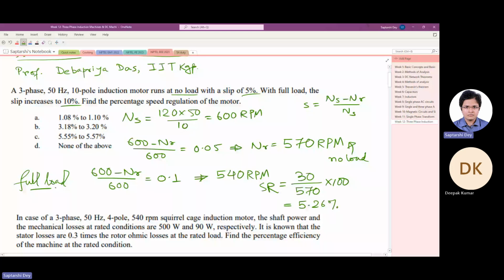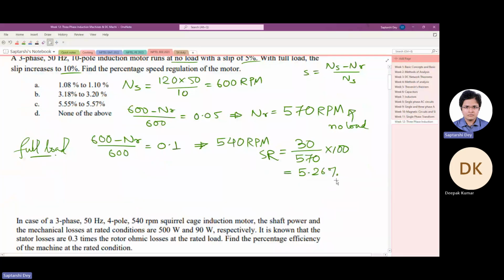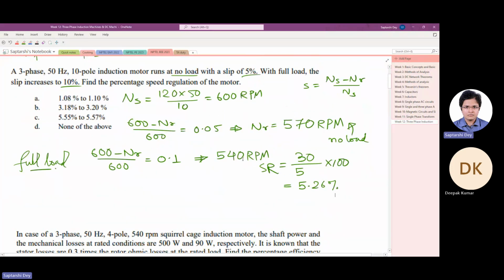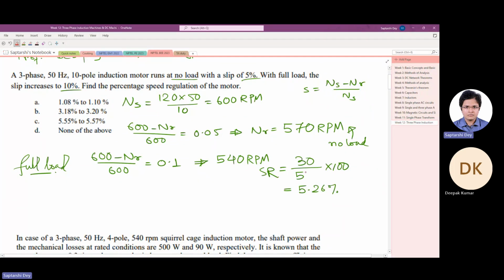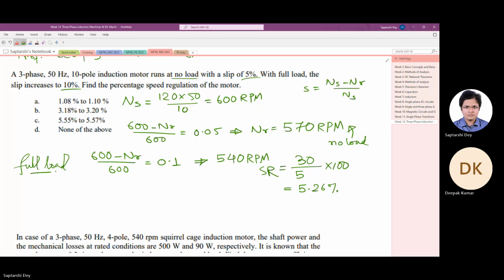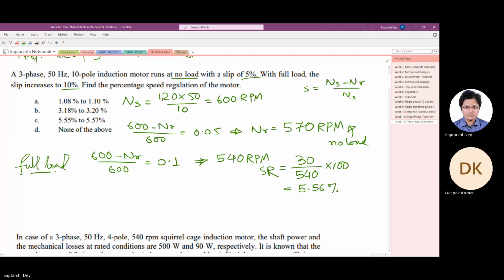One doubt I have, find the percentage speed regulation. See, in transformer, the voltage regulation is done with respect to the no load voltage, which is the rated voltage. But for induction motor, the rated speed is the full load speed. So it should be the full load speed 540. So you get 5.55%.